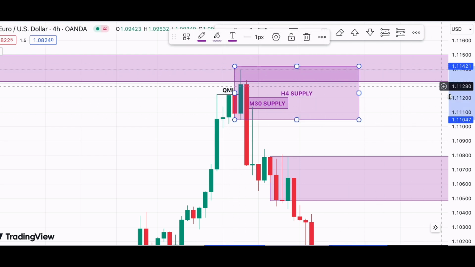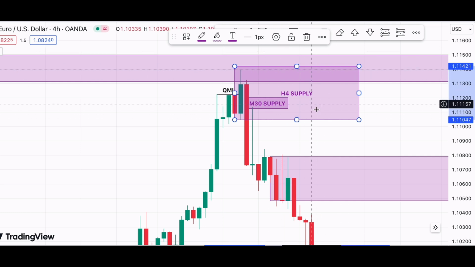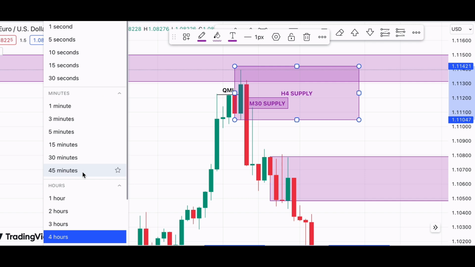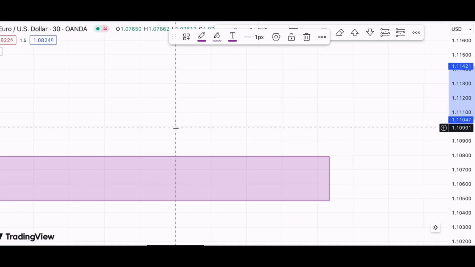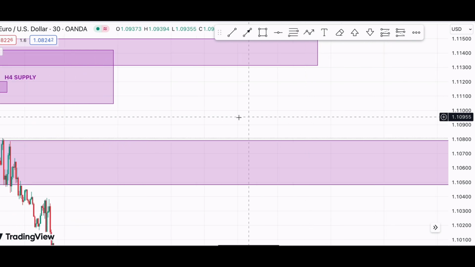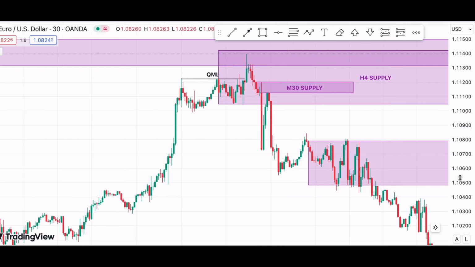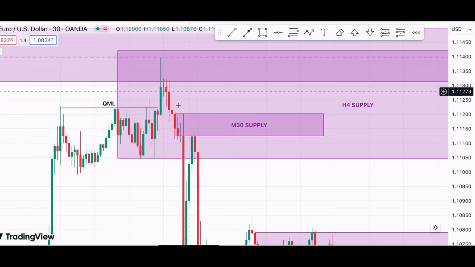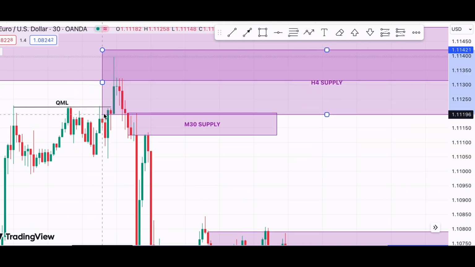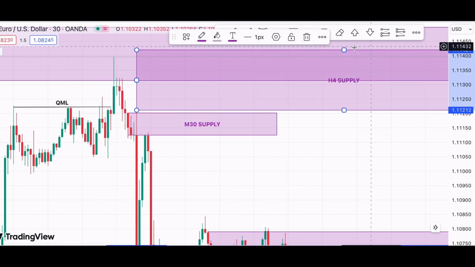When we look at the zone, can you see? The zone is almost 40 pips. So this is how we are going to do: we are going to zoom in into M30. This is the H4 zone that we just plotted.